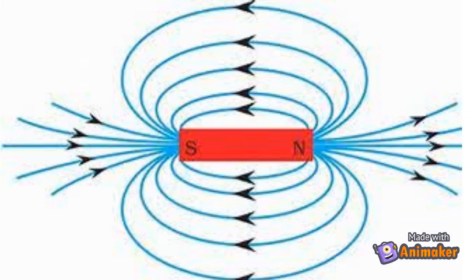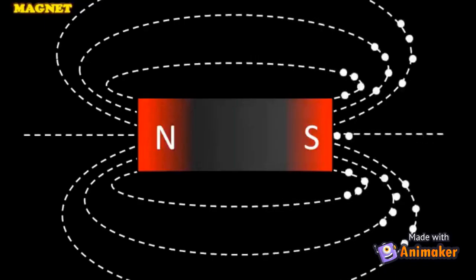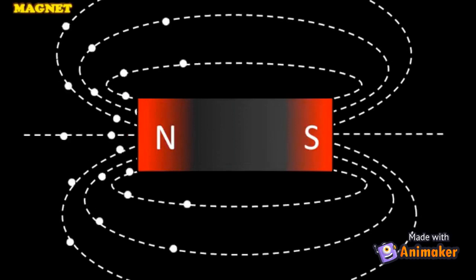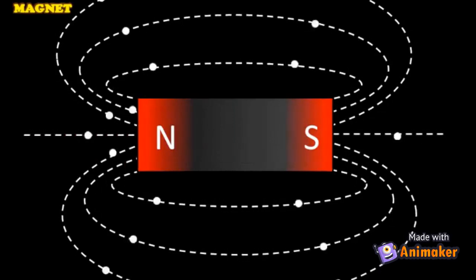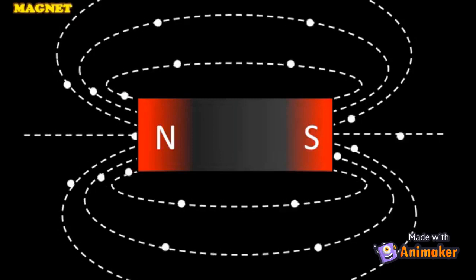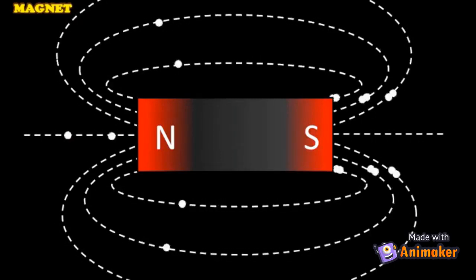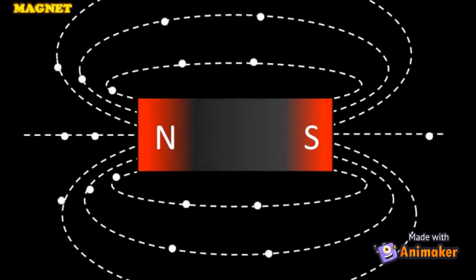The area around a magnet where a magnetic force is experienced is called the magnetic field. It is a quantity that has both direction and magnitude. The magnetic field is a field produced by a magnet or an electric charge in motion. The magnetic field is the region around a magnetic material or a moving electric charge within which the force of magnetism acts.